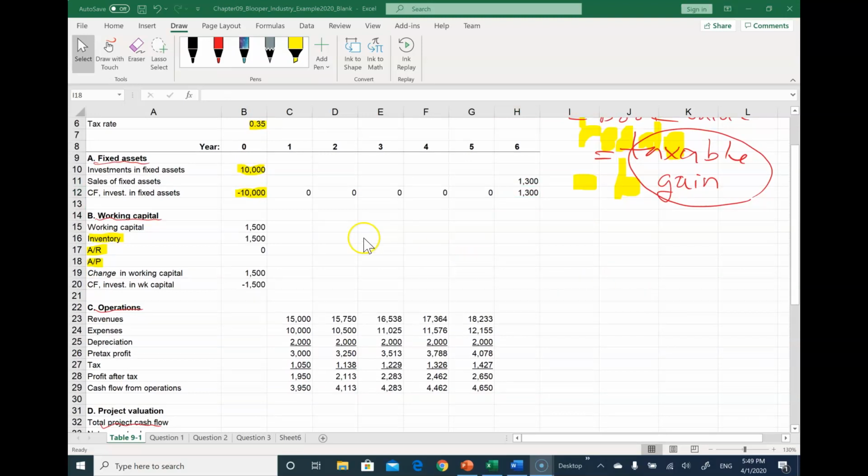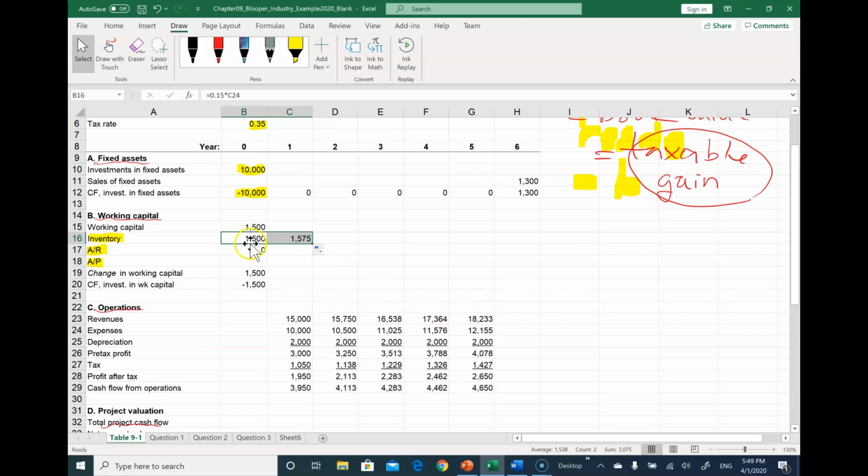Now we need to calculate the working capital of year 1. And inventory is 15% of the expense of the following year. So today it's $1.5 million because expense of the following year is $10 million. So in year 1, the inventory will go up to 1.575 million because of the inflation. The expense goes up to 10.5 million.